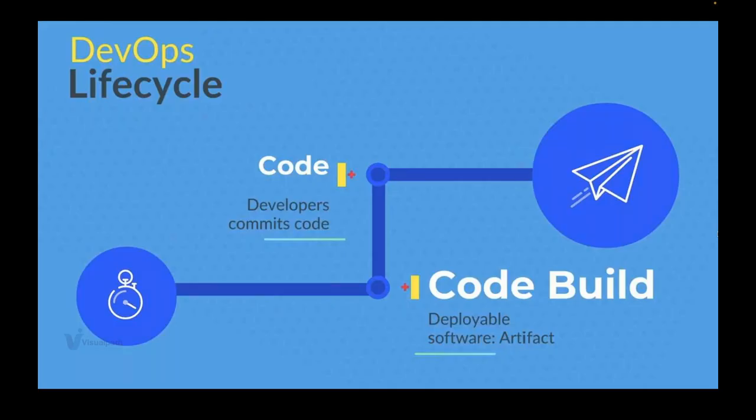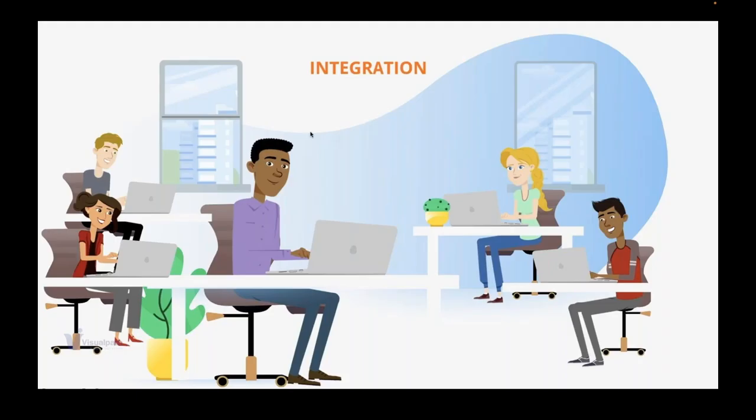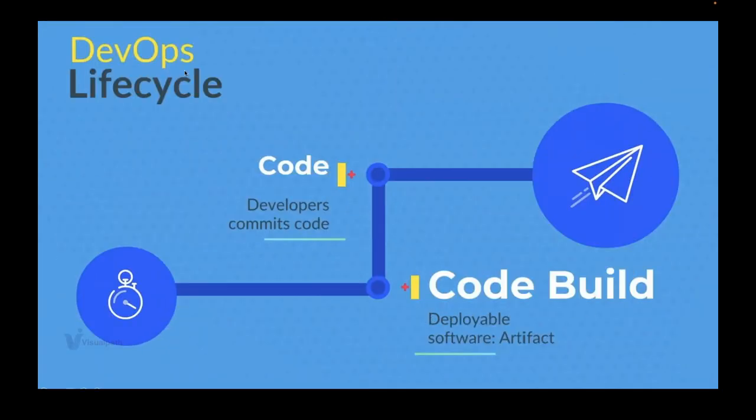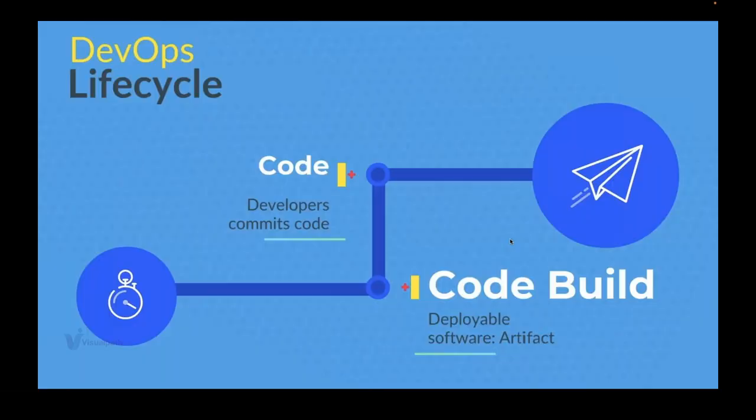So, the actual lifecycle of DevOps. As we said, it is communication, collaboration, and integration. So we integrate every stage here: this stage with this stage with this stage. That's how the cycle goes. From the code build to the deployment, everything is integrated plus automated. When we say this theoretically, what does it mean in practical terms?